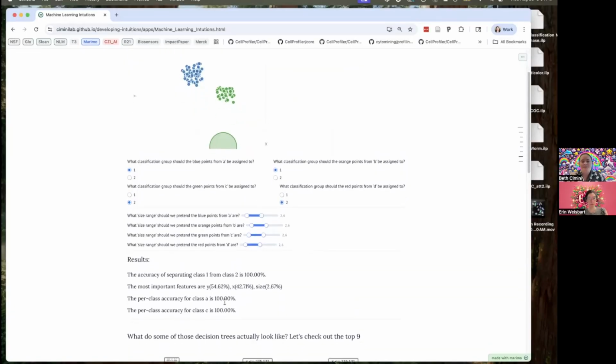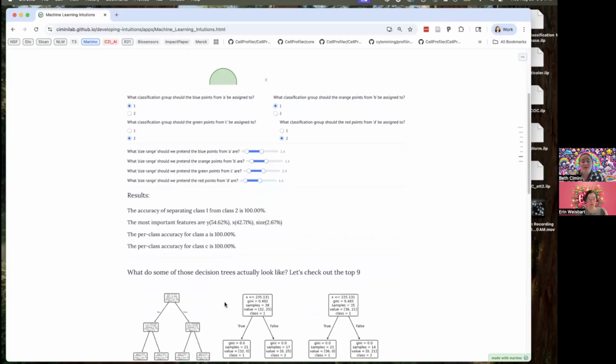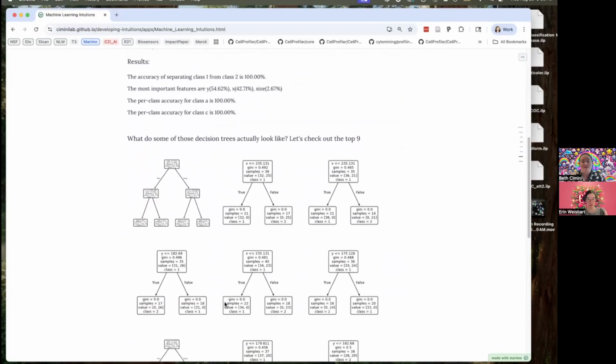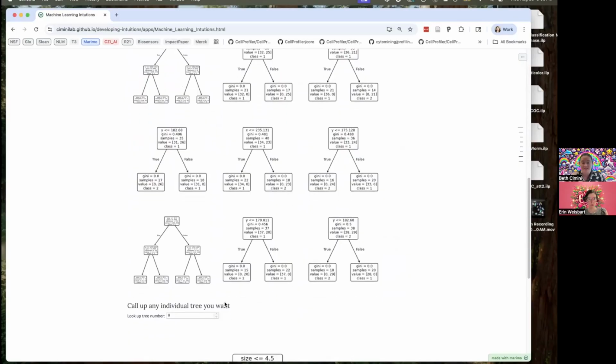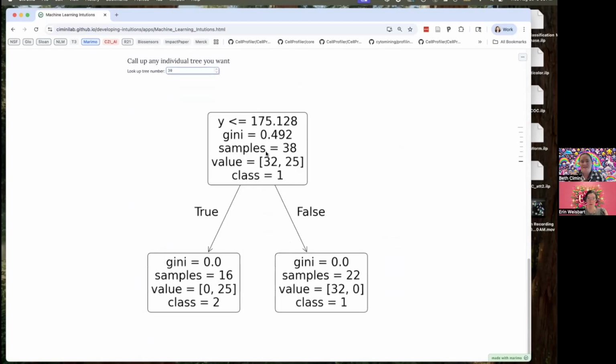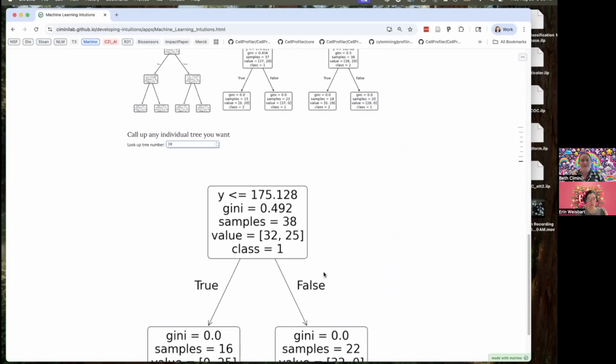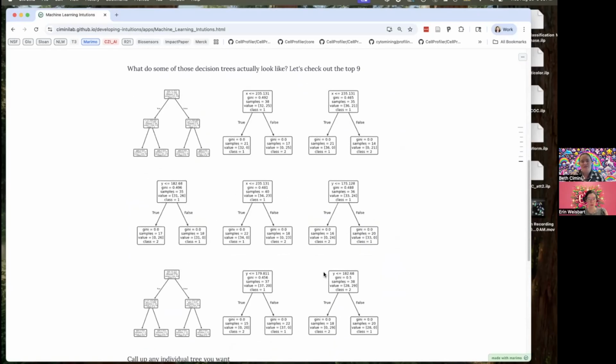Yeah. And so what we can do is we can actually look at what our random forest is. Our random forest is actually 100 different decision trees. If I want, I can pull up any decision tree I want. So I can pull up decision tree 30 and see what that looks like. In that one, it says if the Y value is less than a certain number, call it class 2, otherwise call it class 1. And we can look at just the first nine, and we can see that some of them start with X, some of them start with Y, some of them have one level, some of them have a couple of levels.